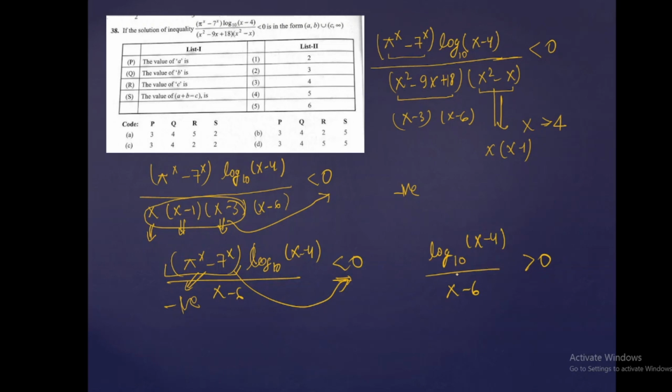So now we have this thing. What are our critical points? We have points 4 and 6. We cannot take point 4, and we cannot take point 6, because on taking point 6 the denominator will come to 0 and thus it will not be defined. And we will also not take 4, because on taking 4 this term will be equal to 0. That is not possible because the logarithm will not be defined there. So we have this thing.